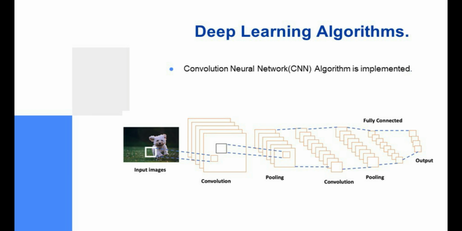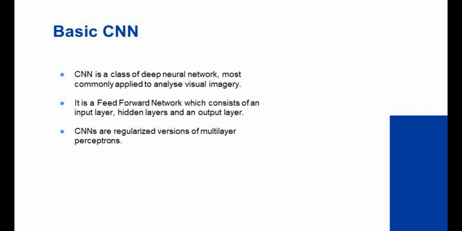Moving on to the next slide, we have deep learning algorithms. Here, convolution neural network algorithm is implemented. This figure illustrates the working of convolution neural network algorithm. In deep learning, convolution neural network is a class of deep neural network most commonly applied to analyze visual imagery. They are also known as shift invariant or space invariant artificial neural network.